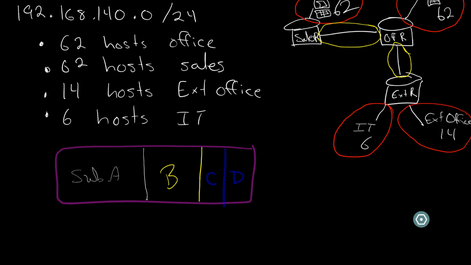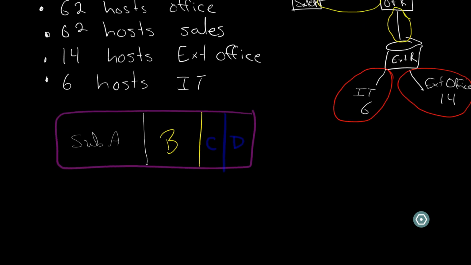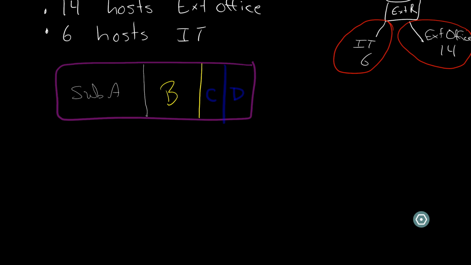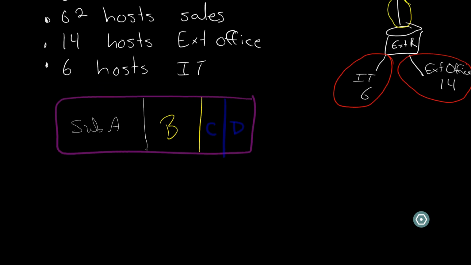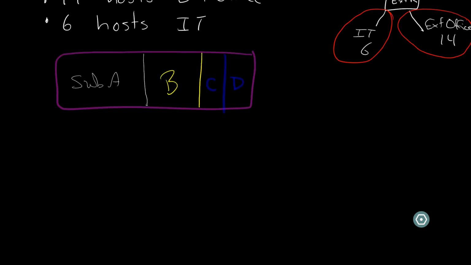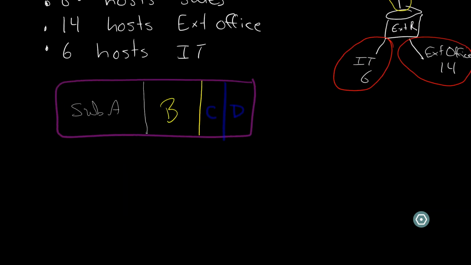So in this case, we have 2 large chunks, which is 62 hosts each. So we're going to start with those. We need to figure out how many bits we need in order to get 62 hosts. Okay, so we know that our biggest network space we're looking for is 62 hosts for the office and 62 hosts for the sales. So we're going to start off by splitting up our network into chunks that will allow for 62 hosts per chunk, and then from there we'll break up our further chunks.